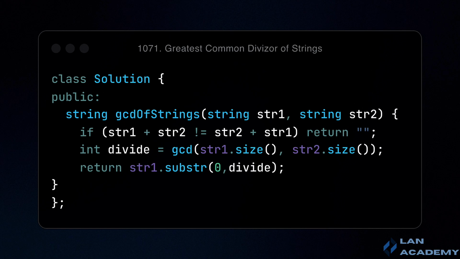Finally, I need to return my answer, the largest common substring between str1 and str2. In order to achieve this substring, I'm using the substr function from the string library. It calculates the largest common substring that's part of str1, which starts at position 0 and has its length equal to the already calculated GCD stored in divide. Now, let's look at some examples to better grasp the concept.